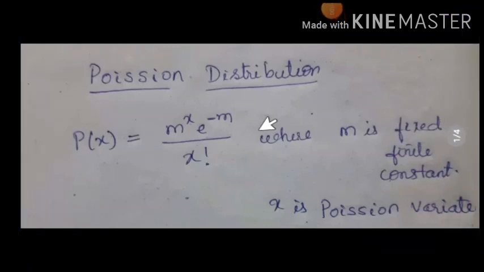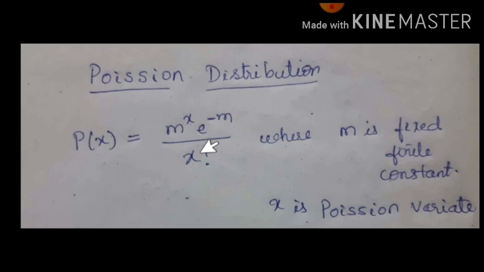Good morning. Today we will study another type of discrete probability distribution that is called the Poisson distribution. The distribution function is defined as m to the power of x into e to the power of minus m by x factorial, where m is a fixed finite constant.